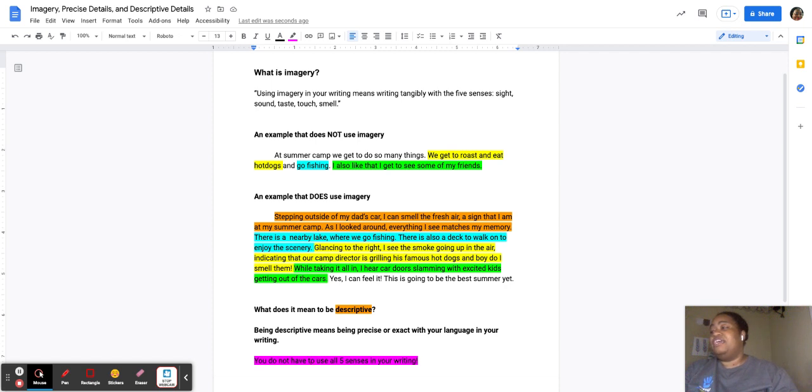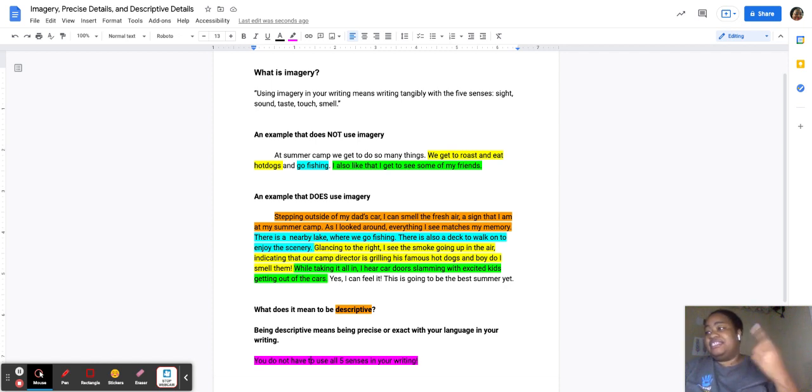While taking it all in, I hear car doors slamming with excited kids getting out of the cars. Yes, I can feel it. This is going to be the best summer yet. Let's talk about how much more descriptive that is, because it talks about the same situation. It talks about summer camp, right? It talks about some of the same events that the first example talked about, but it's a bit more descriptive.